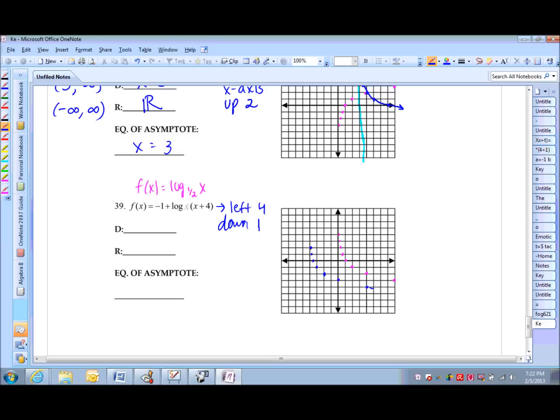Connect your points. And you should realize that your domain, all of your x values must be greater than -4. Your range is all real numbers. If you write those in interval notation, it's -4, infinity, and negative infinity to infinity. And the equation of your asymptote, the line that it approaches but will never touch, is x equals -4.